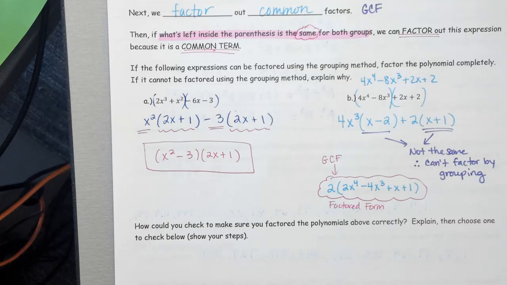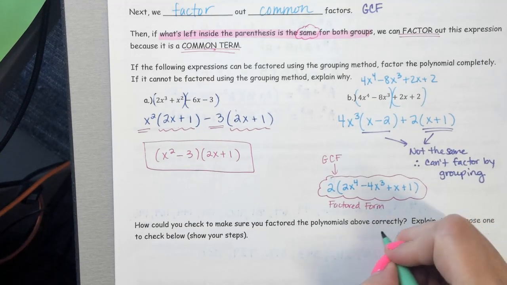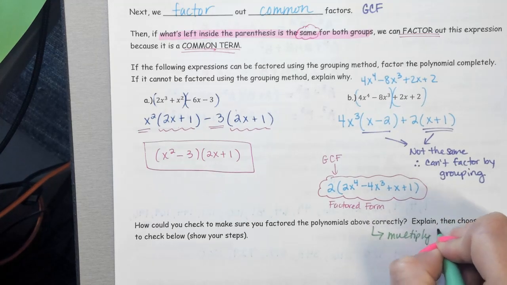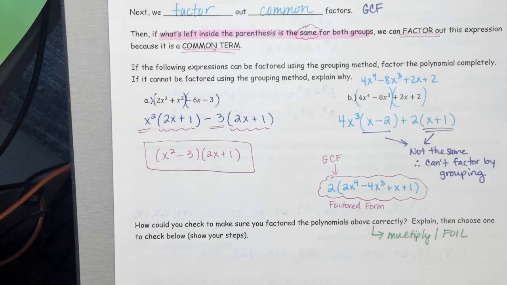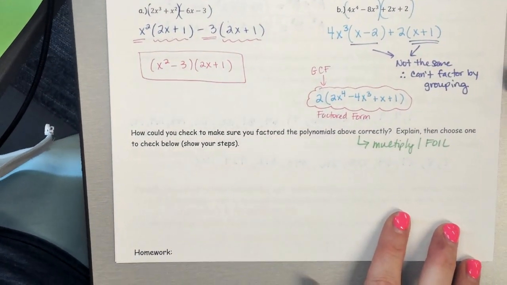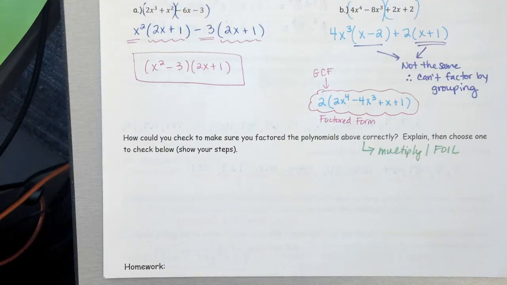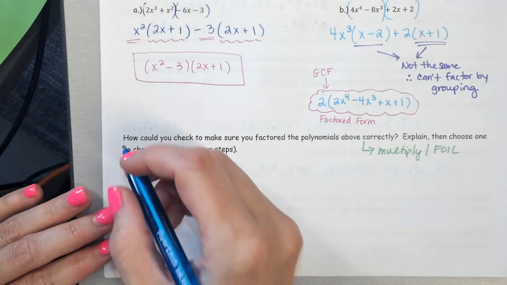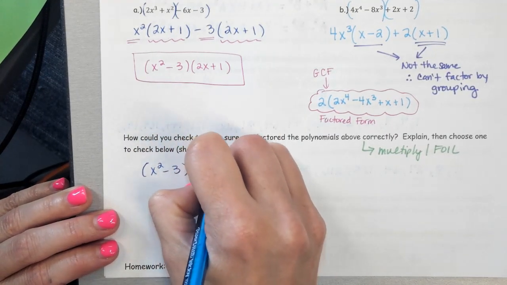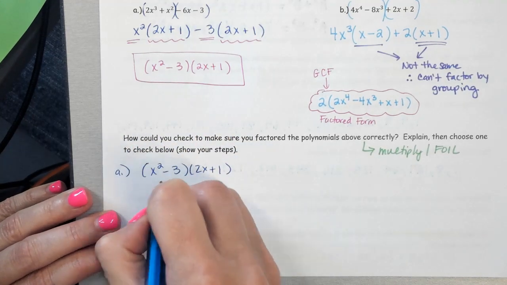Okay, and then I already told you that you can check these using FOIL or by just multiplying them. Okay, so our explanation is that you can multiply, you can FOIL. Okay, so choose one to check below. We're going to do the first one since the second one couldn't be factored with grouping. Okay, so if I take x squared minus 3 times 2x plus 1, okay, for A, that's my solution.